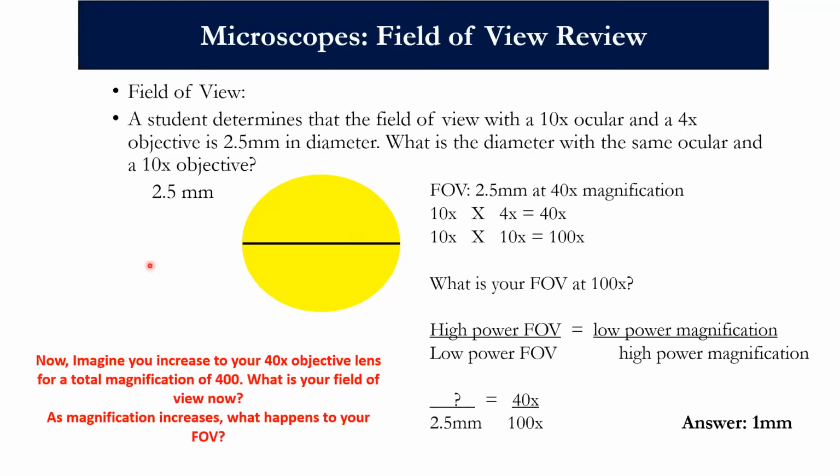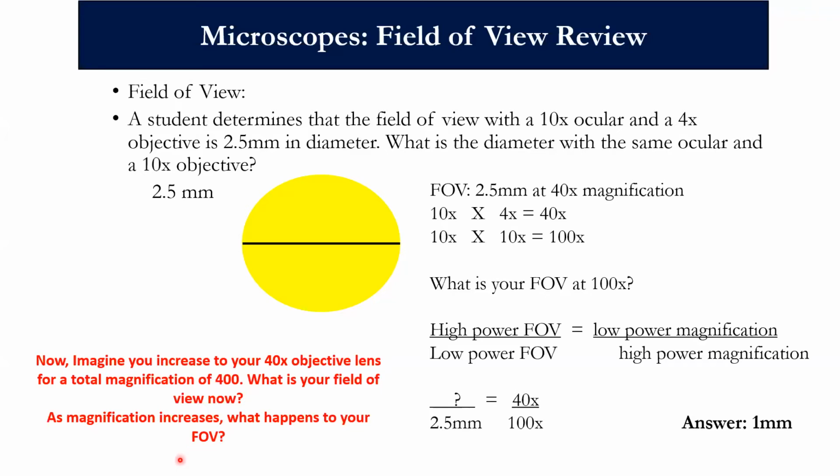This is the same example. So now imagine you increase to your 40x objective lens for a total magnification of 400x. What is your field of view now? So instead of 100x here, we're going to plug in 400x. We're going to solve, and that answer would be 0.25 millimeters. So when we are using the 40x objective lens, we're probably only going to see a very small portion of our original specimen, like this much of it. So basically what this is showing is that as magnification increases, your field of view will decrease.